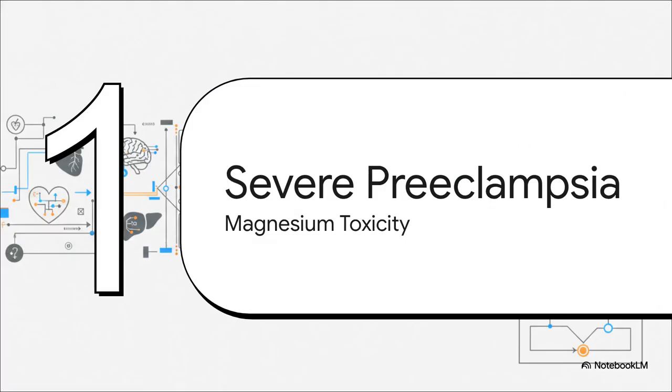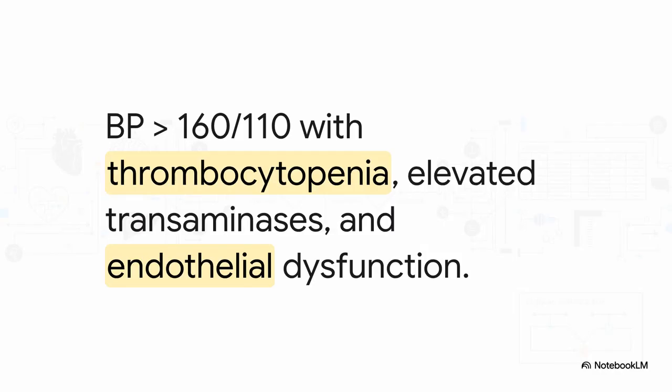Module 2, severe preeclampsia and magnesium toxicity. So when does preeclampsia actually become severe? It happens at a very distinct hemodynamic crossover point. A systolic blood pressure over 160 or a diastolic over 110, recorded on 2 occasions. Mechanistically, we're looking at generalized endothelial dysfunction and vasospasm, which drives end organ damage.